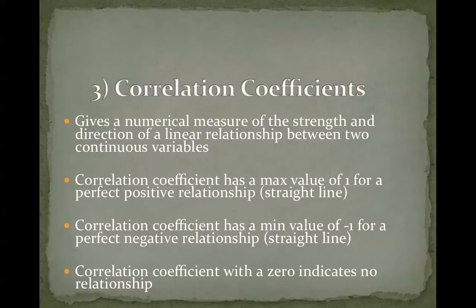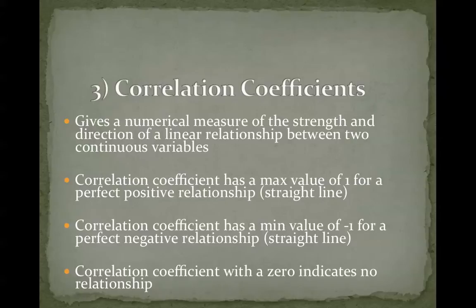So that's scatter plots. The last type of method we're going to use for assessing the bivariate relationship is the correlation coefficient. This is a method that assigns an actual numeric value to the relationship between two variables. It gives a numeric measure of the strength and the direction, much like a scatter plot, but it assigns an actual quantitative value to that relationship.